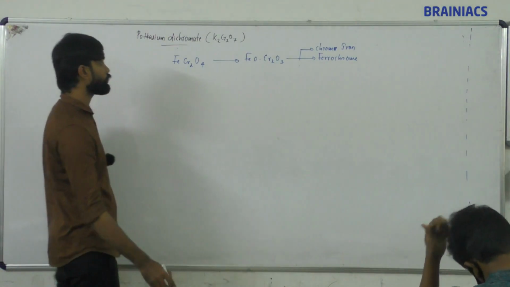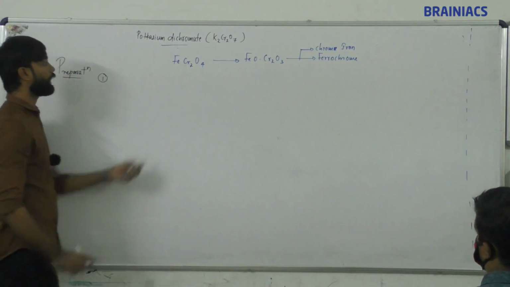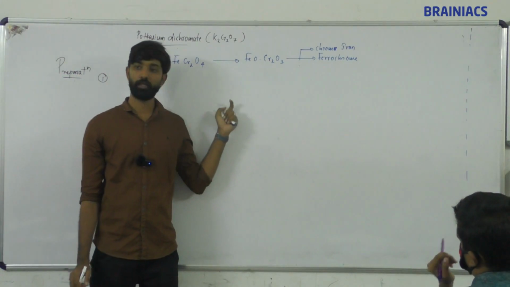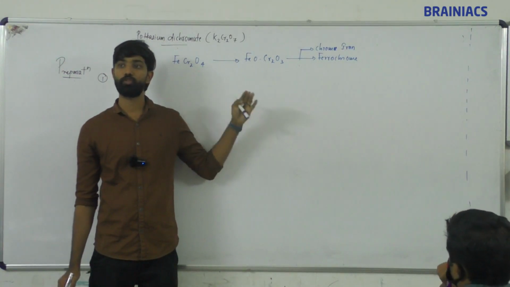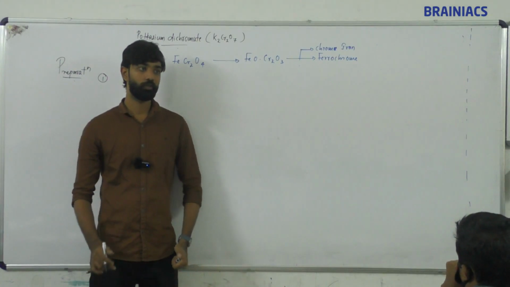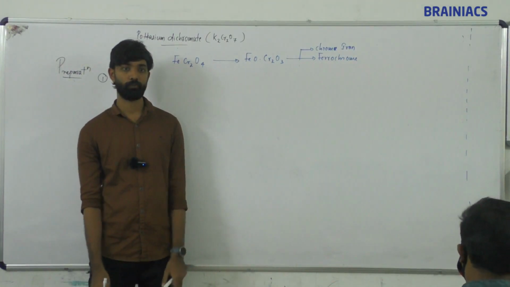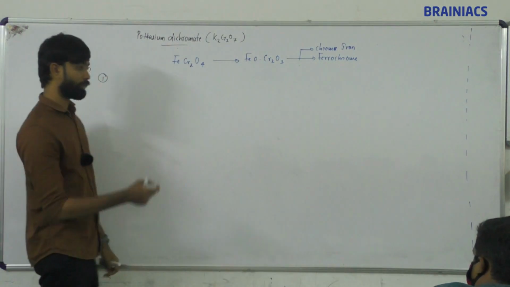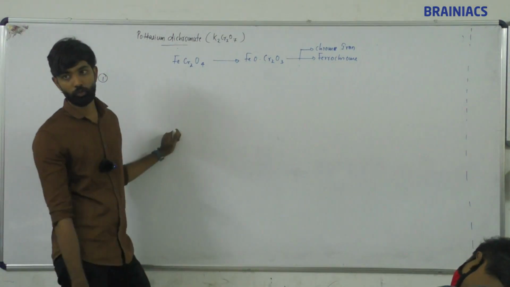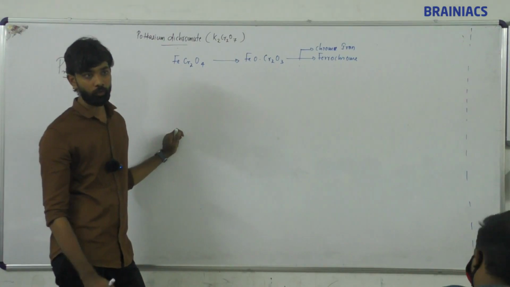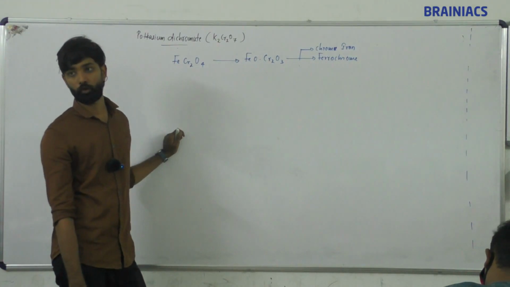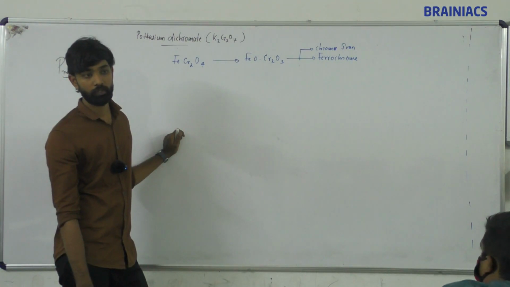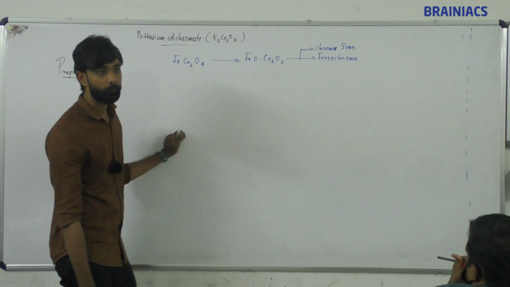The first step is that we have chromite ore. In presence of an alkali, the ore is roasted within a reverberatory furnace. So the furnace used for roasting, in presence of alkali like NaOH or Na2CO3, forms sodium chromate, Na2CrO4. Okay, so that's the first step.